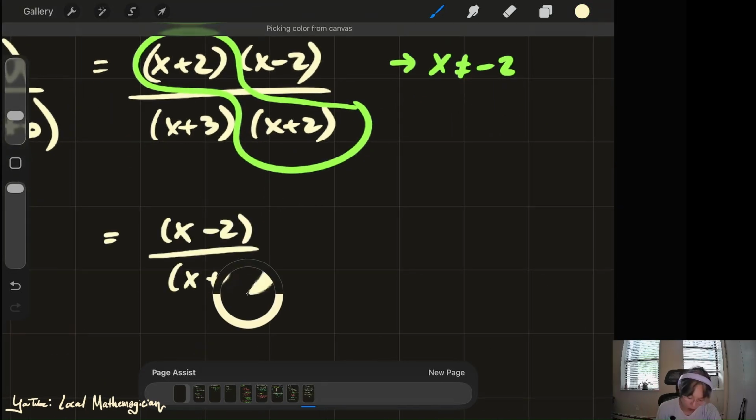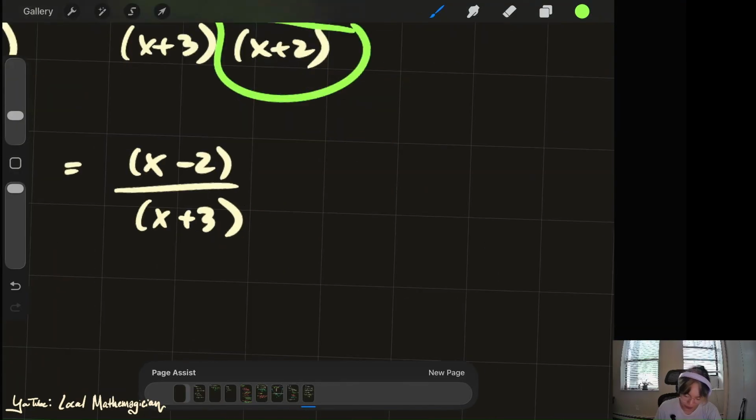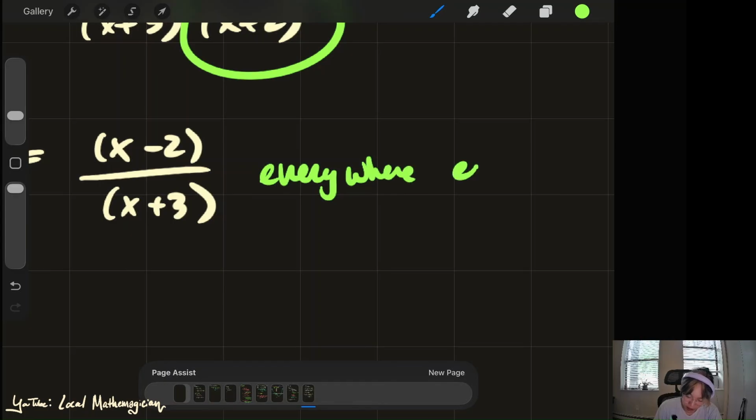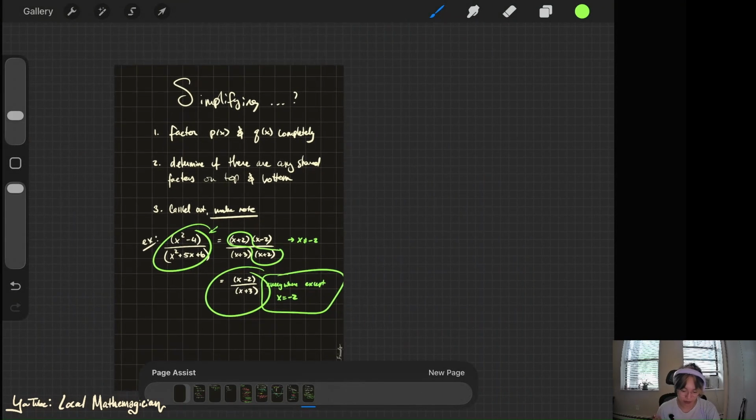But remember, that restriction still holds, right? Just because you cancel it out doesn't mean that the problem goes away. It's still discontinuous there, right? So you have to note everywhere except x equals negative 2, okay? So this is equal to this everywhere except x equals negative 2. I'm only going to write this once, okay, because it's implied from the original expression, okay? The reason we want to simplify is because it makes plugging stuff in and moving things around a lot easier, okay? This is also what they call a removable discontinuity, okay? So, yeah, pretty easy.